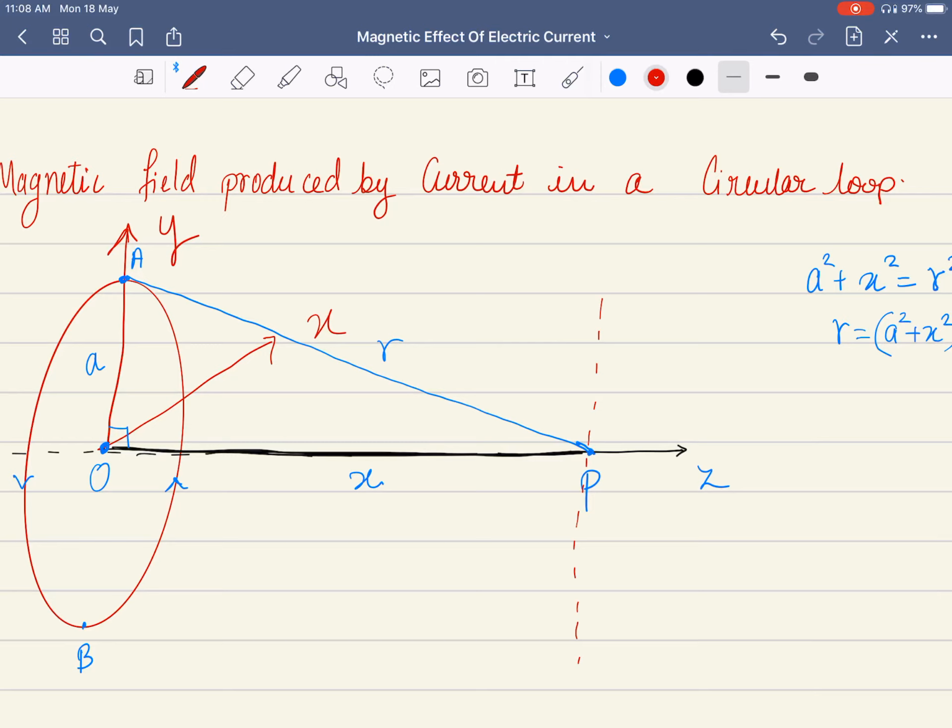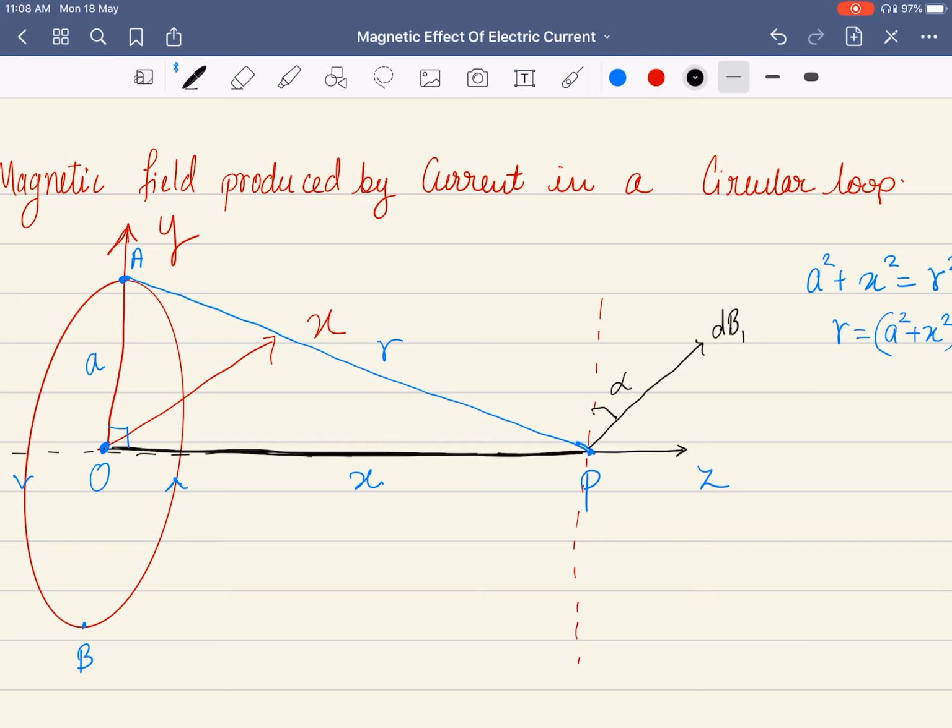Because the axis of the circular coil is in the vertical plane, the magnetic field that is going to be produced will be perpendicular to the line joining the point P and A, and it will be outward. So this will be the direction of magnetic field delta B1, making an angle alpha. Getting it clearly? It's making an angle alpha with respect to the coil.